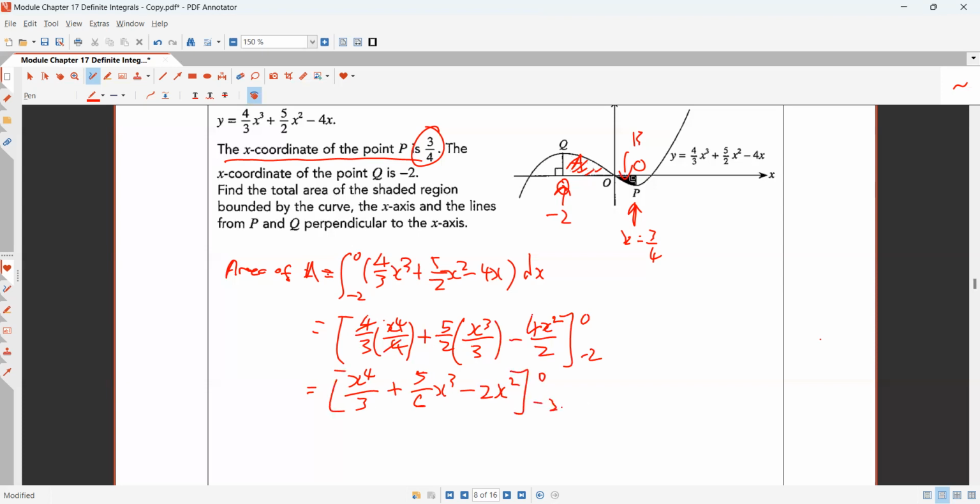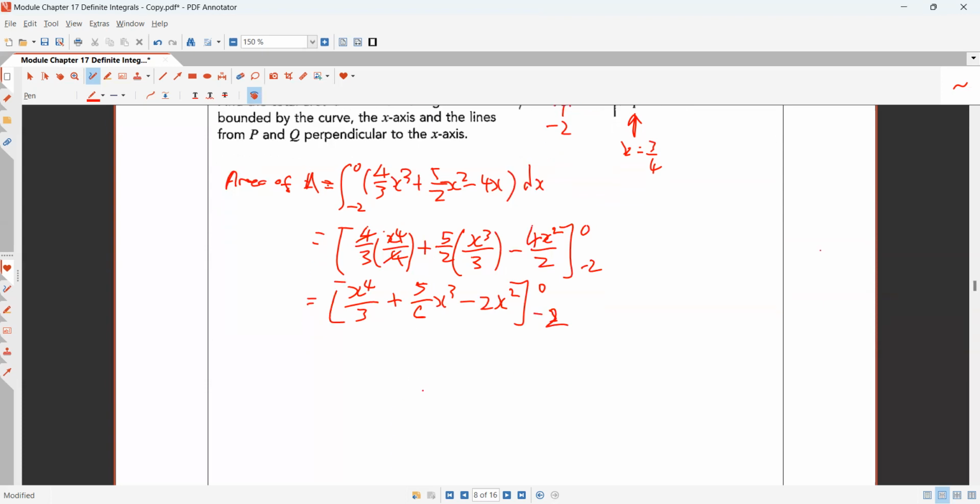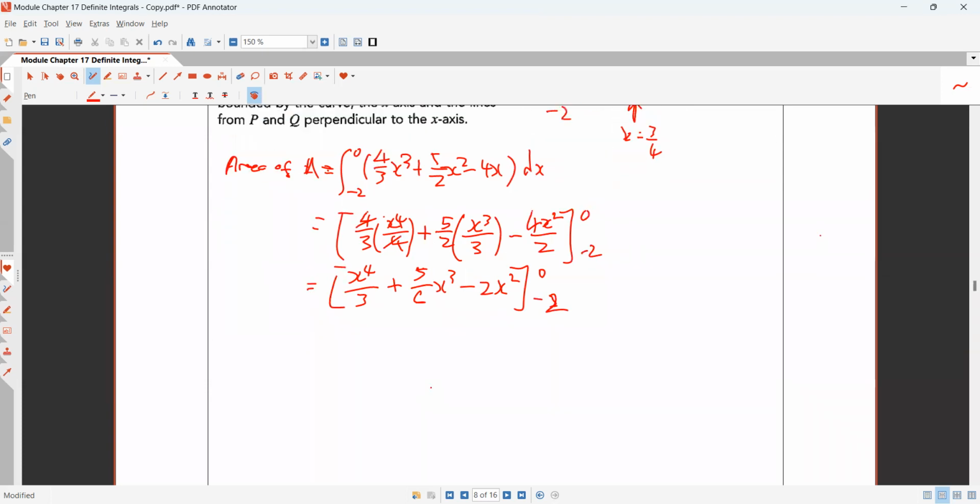Okay, substitute the values, 0 and -2. For 0, this one becomes 0, this one becomes 0, all become 0. So the first part we don't need. So 0 minus, and then the second part, negative 2 to the power of 4 is 16, right? So it's 16 over 3 plus this one, 2 is negative 8. Negative 8 times 5 over 6 is how much?